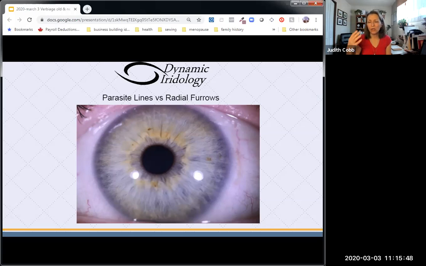Parasites don't change your genetic structure. If you have a parasite in your gut, you don't pass that on to your children when they are conceived. Right. And so when we see this, parasites cannot change what your eyes look like, unless it's one of those parasites that's actually in the eyeball, but it's not changing the lay of the fiber of the iris.